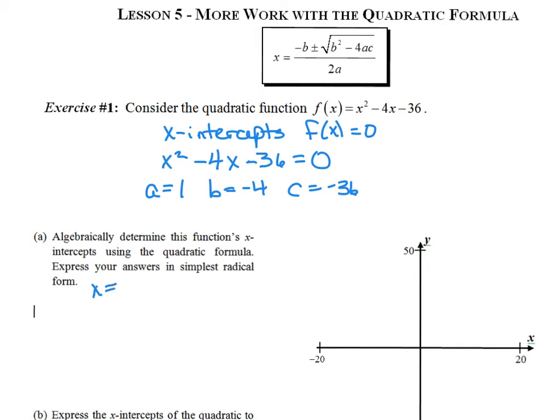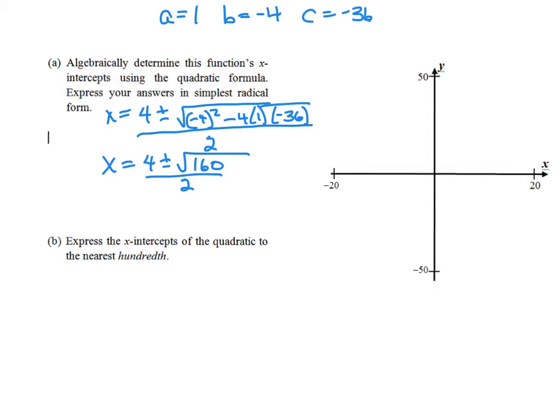So I would have x is equal to the negative of negative 4, which is positive 4, plus or minus the square root of b squared, so negative 4 squared, minus 4 times 1 times negative 36, all of that under the radical, divided by 2 times 1. Now go ahead and enter the radicand in your calculator and see what we get underneath the square root sign. On my calculator I got 160 underneath the radical. So I now have x is equal to 4 plus or minus the square root of 160 over 2.